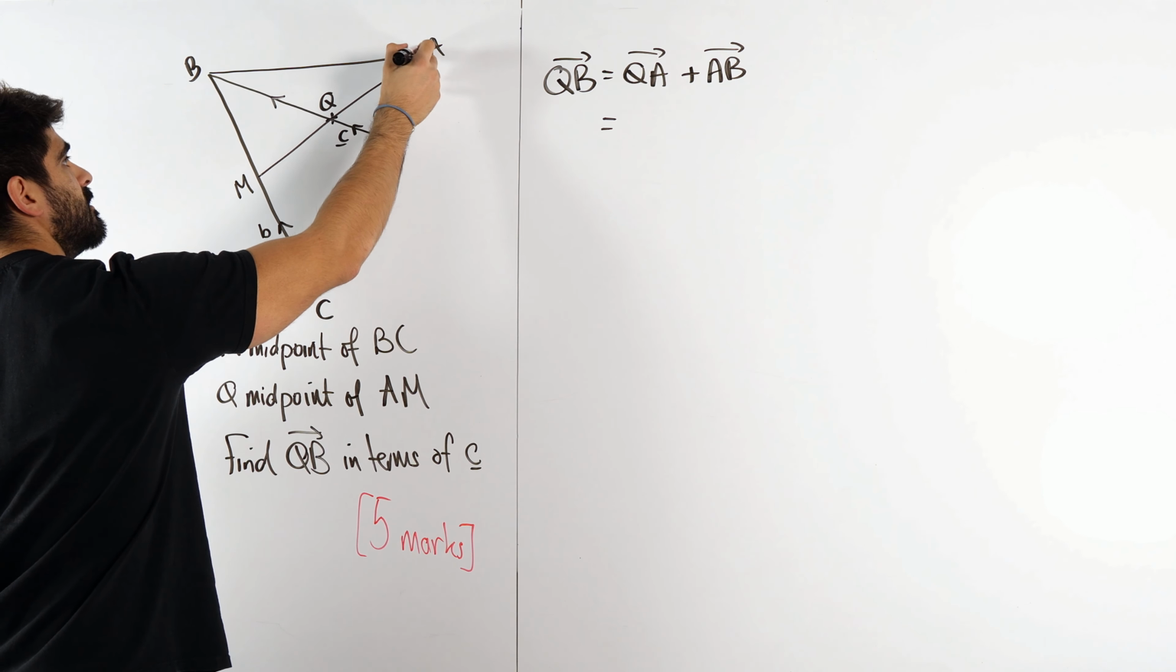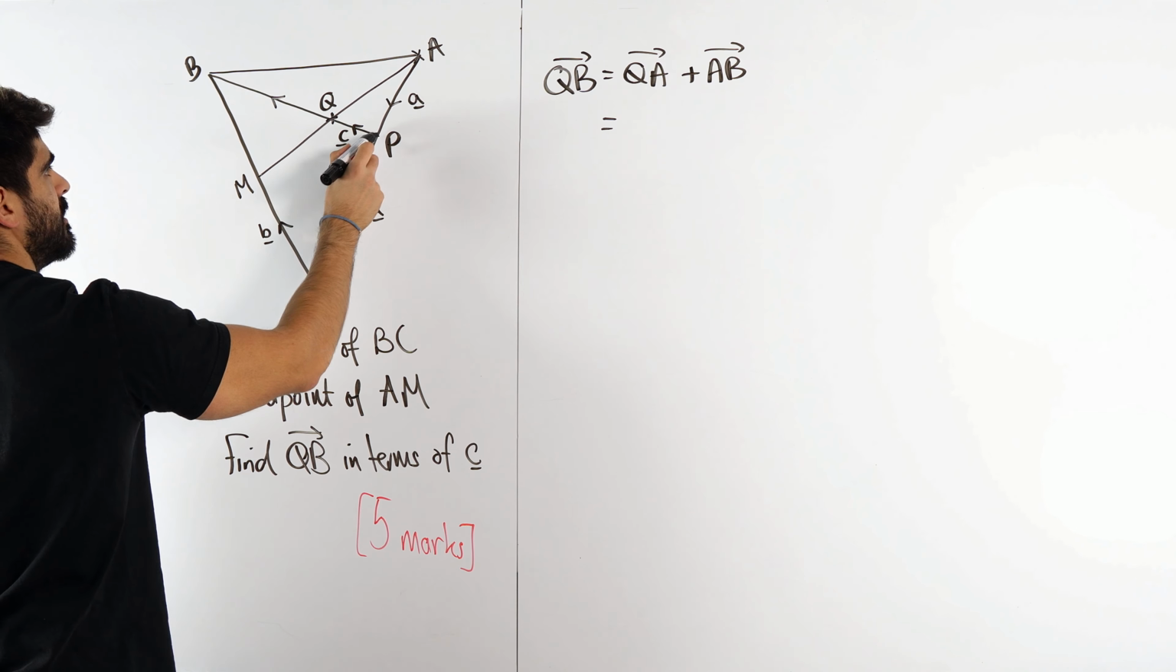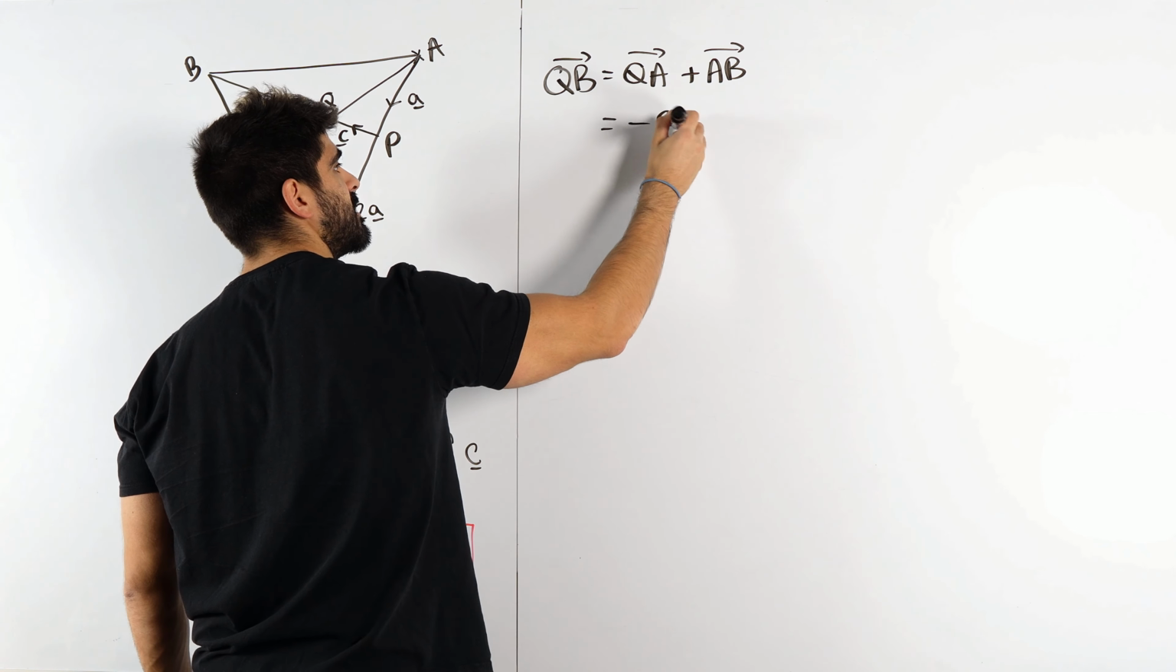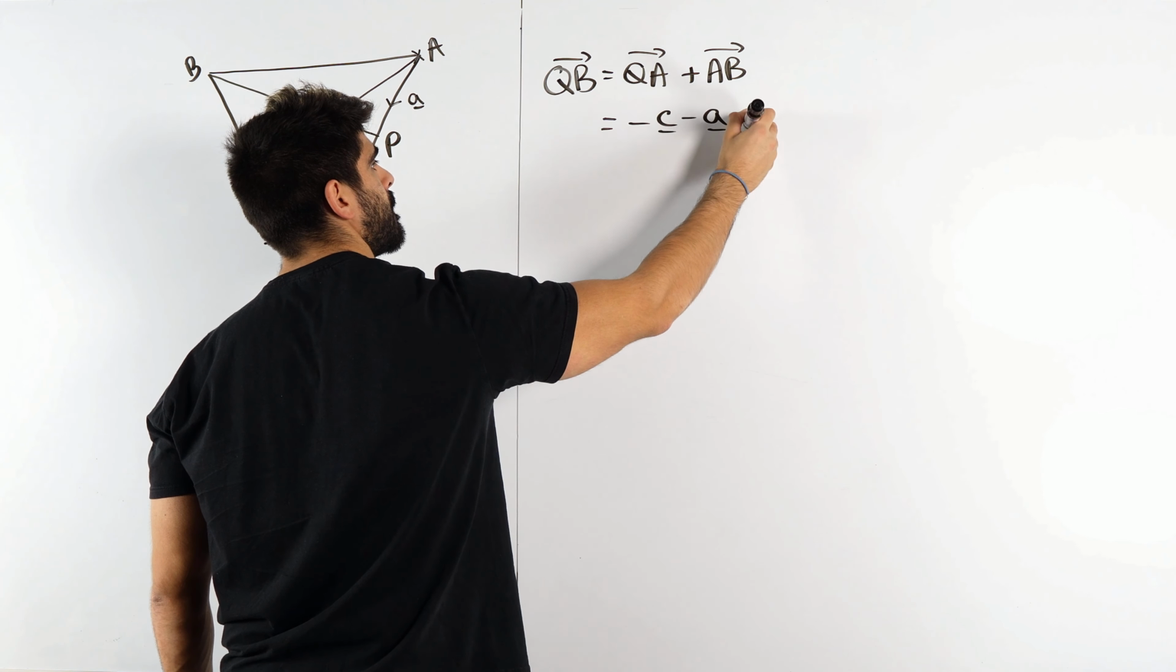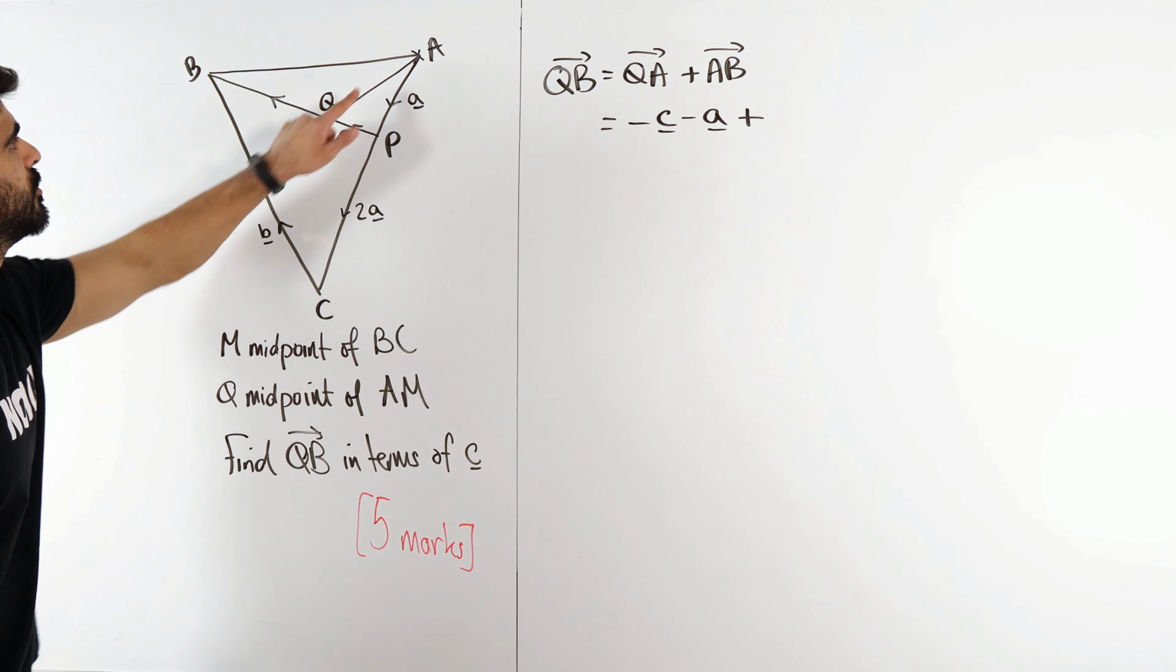Now, Q to A is easy. I'm going to go minus C minus A. Minus C minus A. And then I need to go A to B.